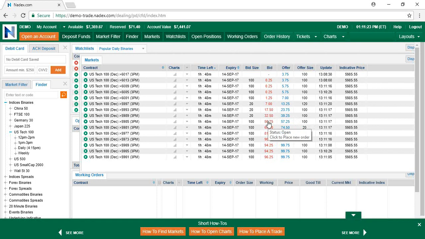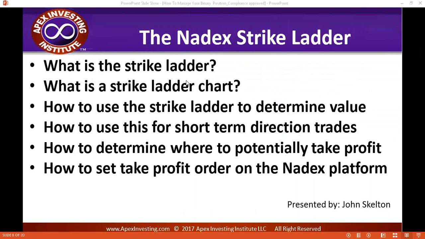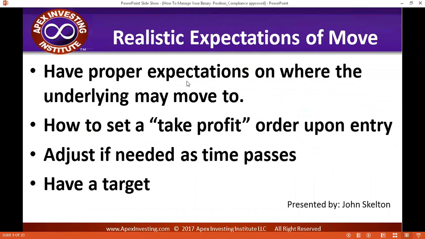Okay. So that's kind of where I can know ahead of time how far I need this binary to move in order to get me the value I want if I do want to exit before expiration. So I can therefore take that and utilize that when I'm looking at my chart and my strategy and system. And we've got to have a proper expectation on where the market may move to, right?